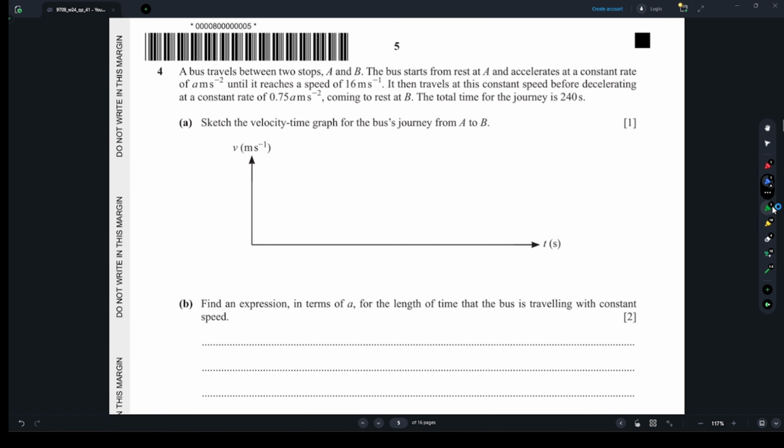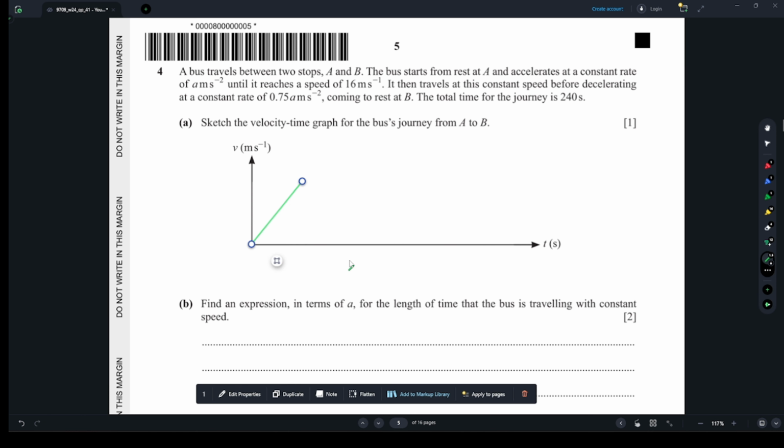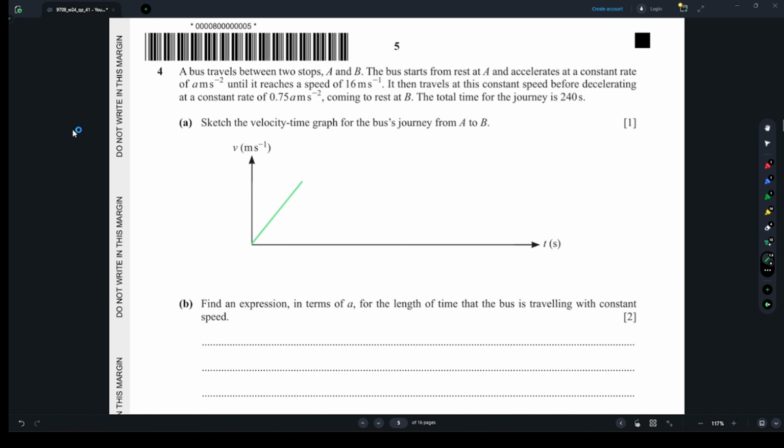Okay, so the first part is the bus traveling with an acceleration of a. So it's a constant acceleration. So you should know how to draw it. If it is a constant acceleration, then it's a straight line passing through the origin, right? And then after that, they're saying it reached a velocity of 16, and then it continues with that 16 for a while. Let's say we don't actually know how long.